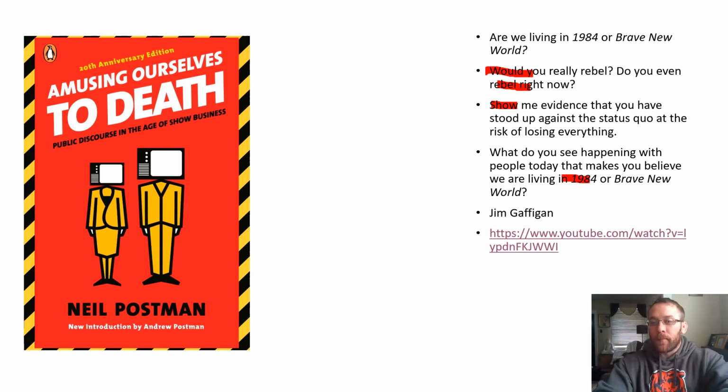People would rebel. All right. What do you see happening with people today that makes you think that we're going to either live in 1984 or Brave New World? Here's a book by Neil Postman, came out, I think 30 years ago now. This says 20th anniversary, but I think this picture is a little bit older.